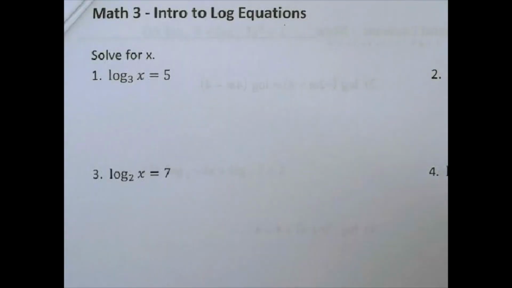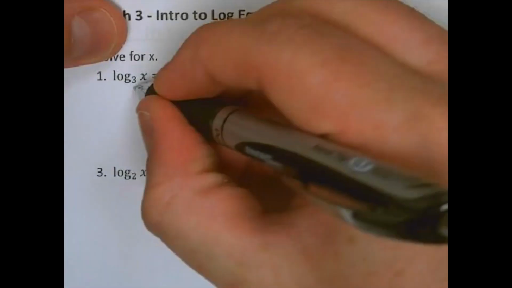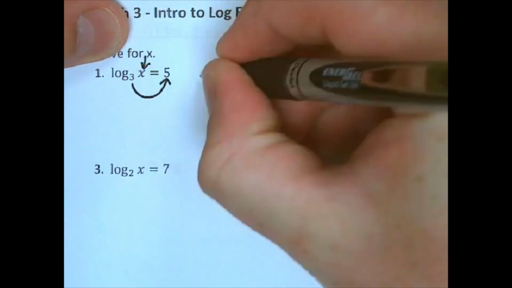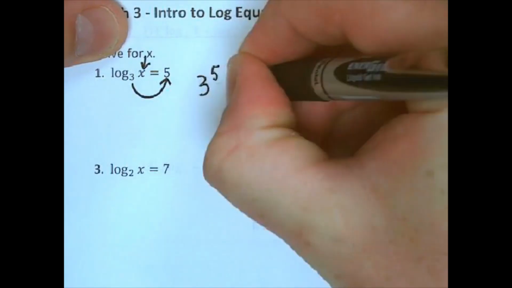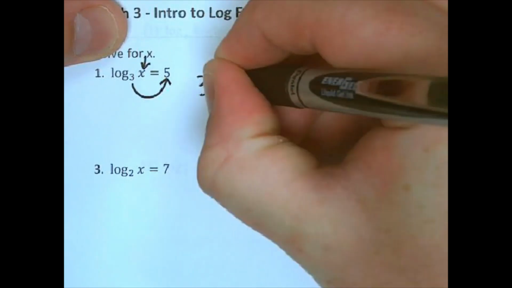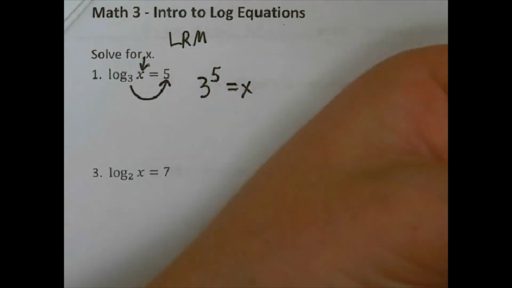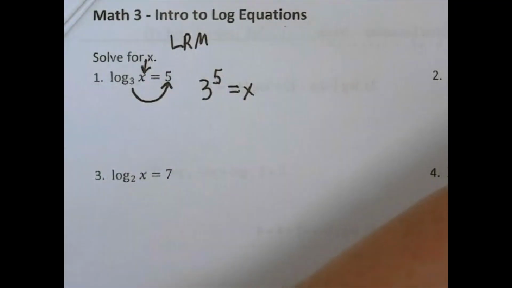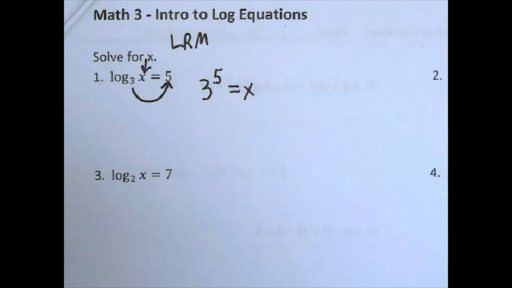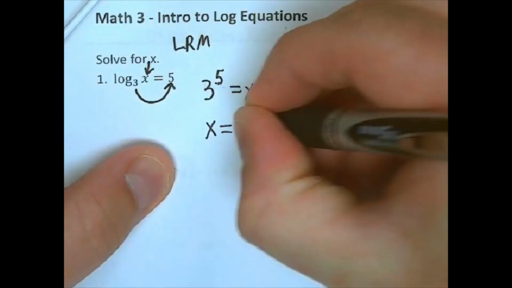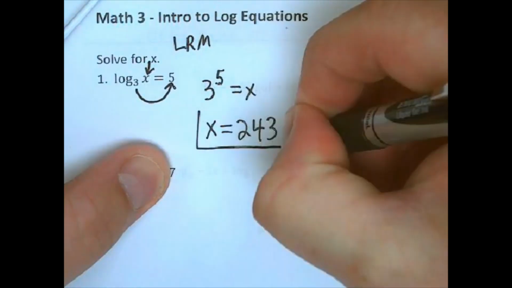So in order to solve here, we're going to do exactly what we did yesterday. I'm going to do left, right, middle. So 3 to the 5th power equals x. And now if I want to solve for this, all I have to do is do 3 to the 5th power. What is 3 to the 5th power? 243.